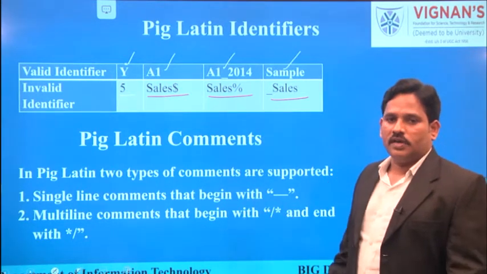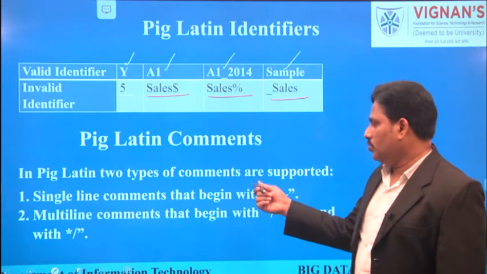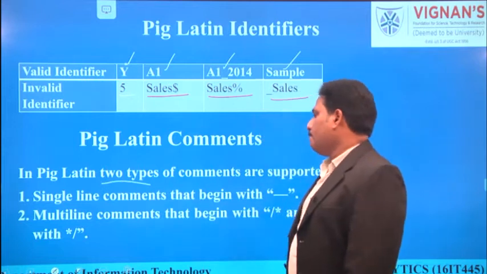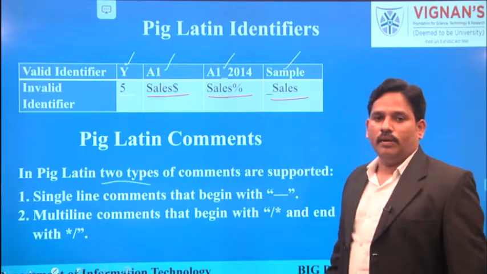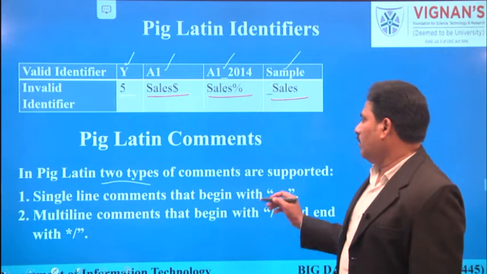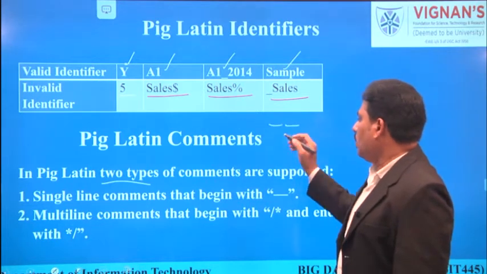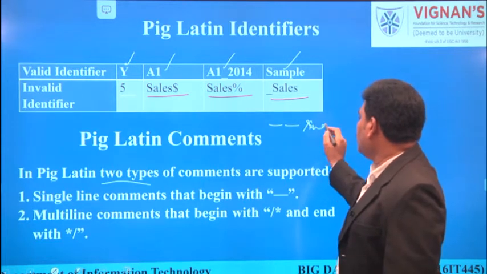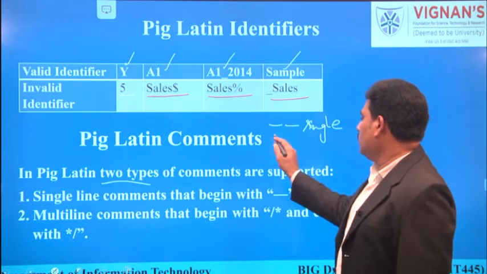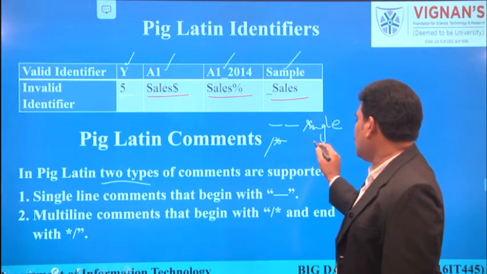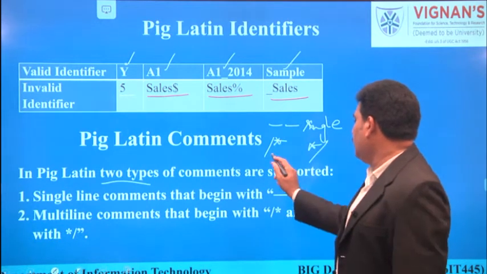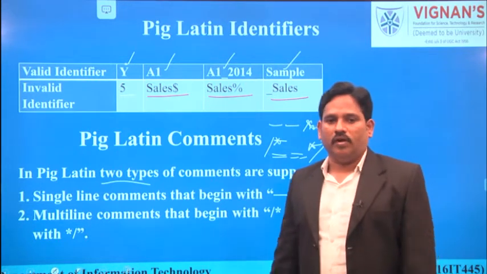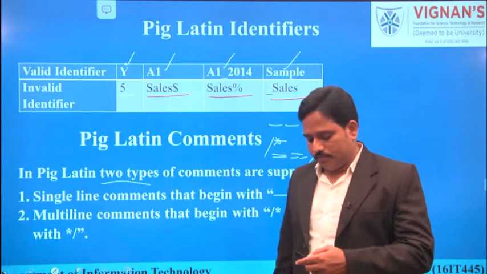grammar to understand the program properly. Here also, Pig Latin will offer 2 types of comments like single line comment and multi-line comment. Single line comment is written like this. 2 underscore symbols can be used for a single line comment, and for a multi-line comment, slash star star slash. In between these 2 symbols we can write any number of lines of comments based on our requirement.